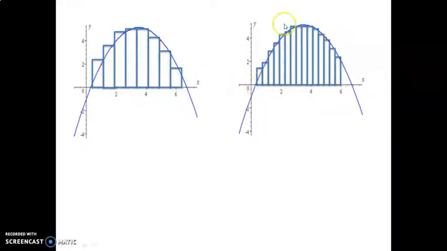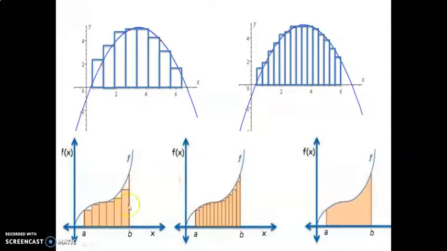Well, the answer is add more rectangles, right? Make them thinner. If you make the rectangles thinner, now there's less wastage above, less below, and you end up with a better approximation of the area under the curve when you add the area of the rectangles. You can keep that going to infinity. For example, here we have these rectangles, then more rectangles, then eventually the rectangles become so tiny you can barely see them, and therefore they're a very good approximation of the area.